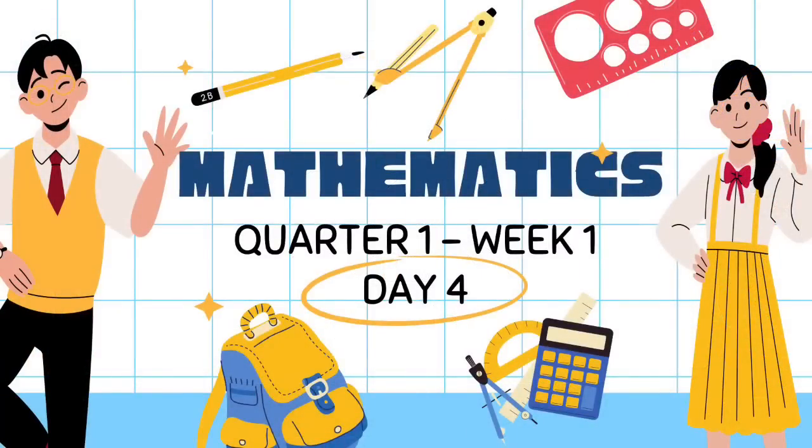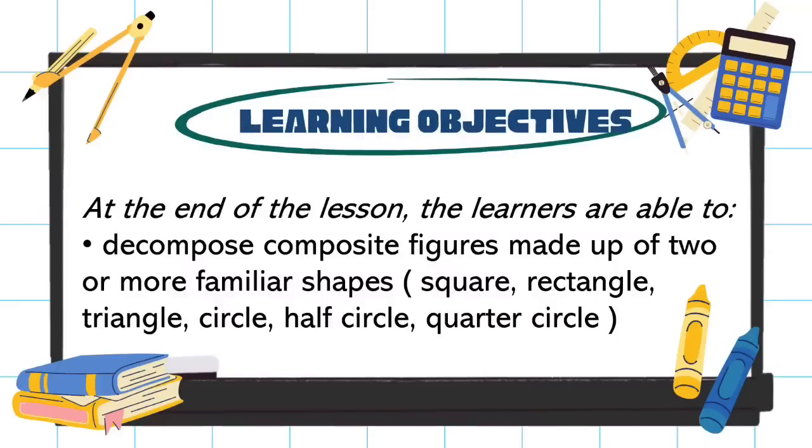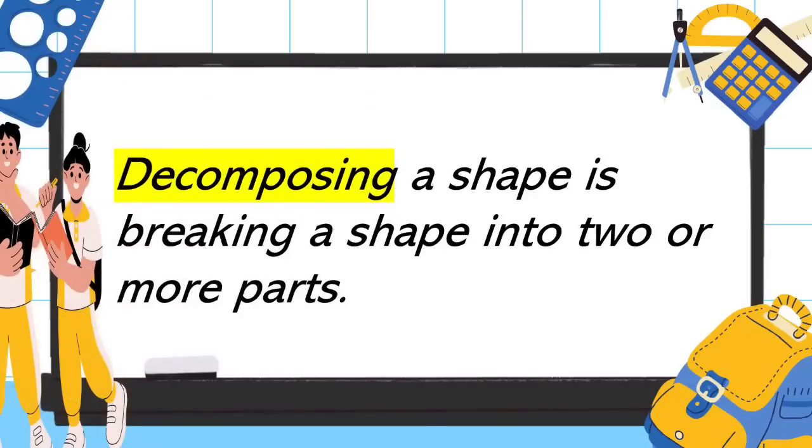Day 4. Learning objectives. At the end of the lesson, the learners are able to decompose composite figures made up of two or more familiar shapes, like square, rectangle, triangle, circle, half circle, quarter circle. What is decomposing? Decomposing a shape is breaking a shape into two or more parts.